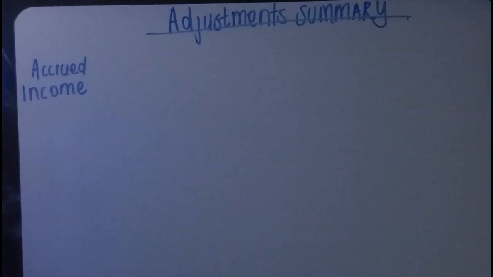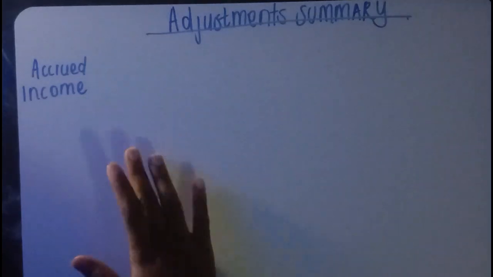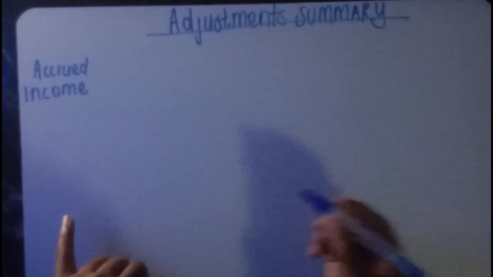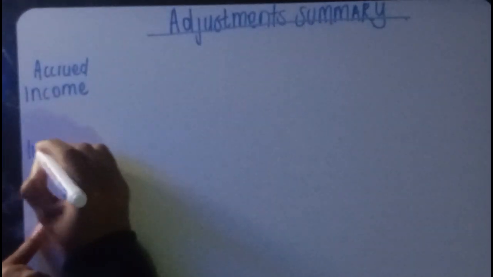Okay, these are incomes that have been earned by the business but not yet paid. So these are incomes that have been earned by the business but not yet paid. Okay. So let me show you how, if you're in an exam and you're not understanding what accrued means, you start here. You start with income received in advance.